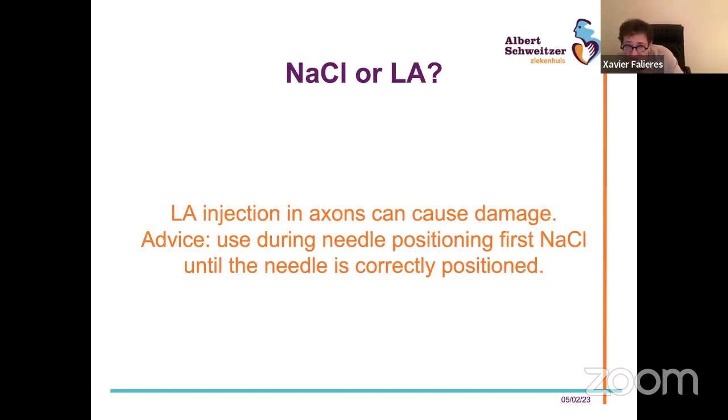And as I said, I am totally adept of the hydrodissection, because before you give your local anesthetic with normal saline, you can localize where you are. So first use a normal saline, when the needle is correctly positioned, then you can inject your local anesthetic. And if you are intraneural, you can't damage a nerve with normal saline.